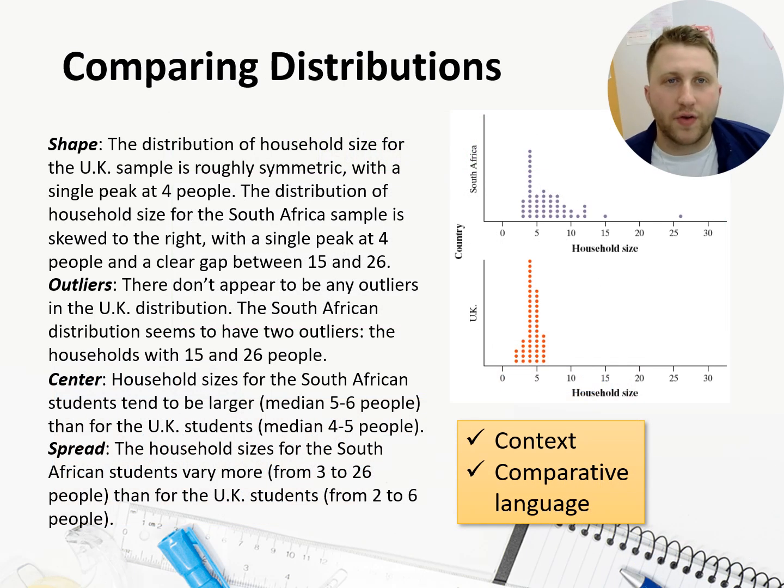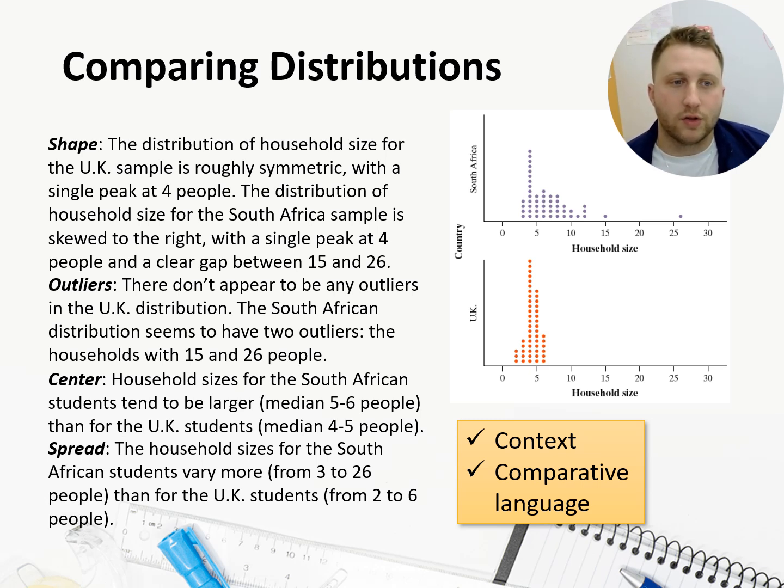The other very, very common FRQ type is comparing two distributions. And so it's important to give context. It's important to touch on each of the letters in SOCS: shape, outliers, center, and spread. And remember that outliers can include any unusual feature. It's important to do it in context and to use comparative language.